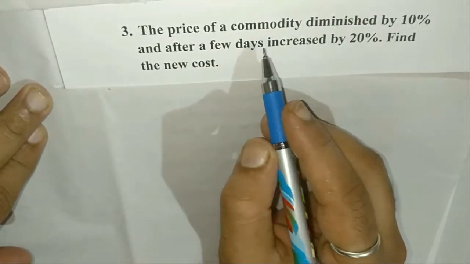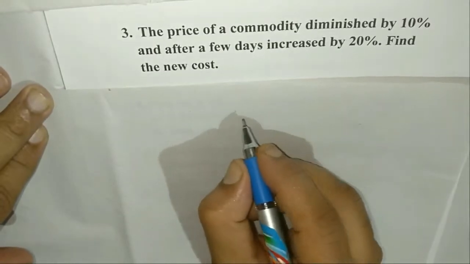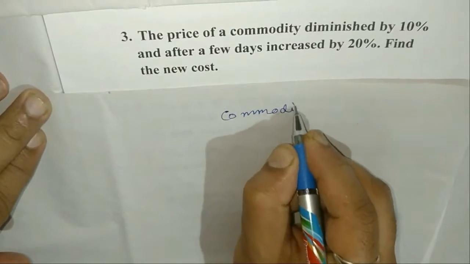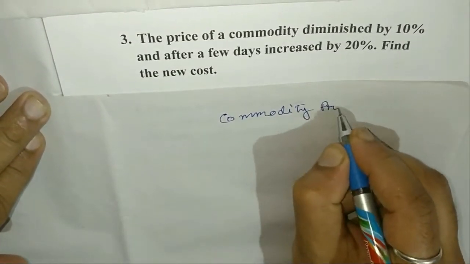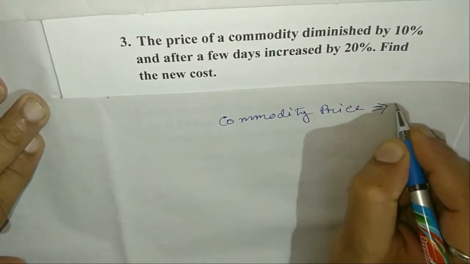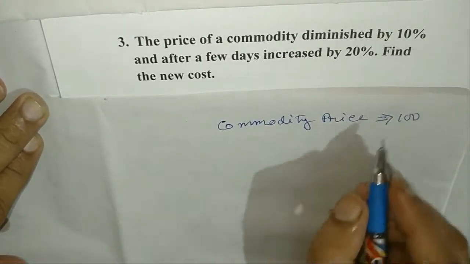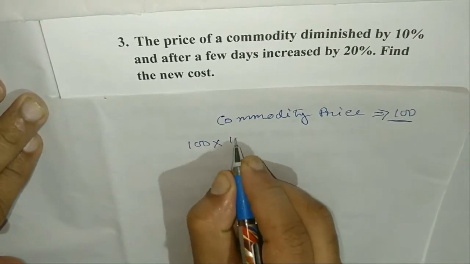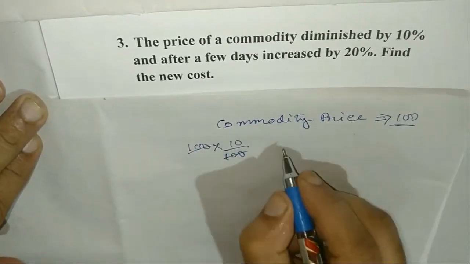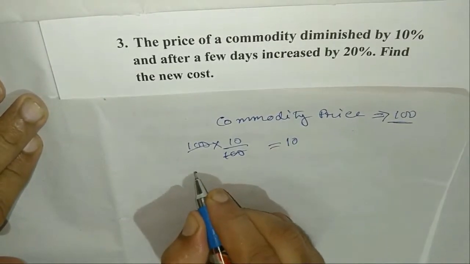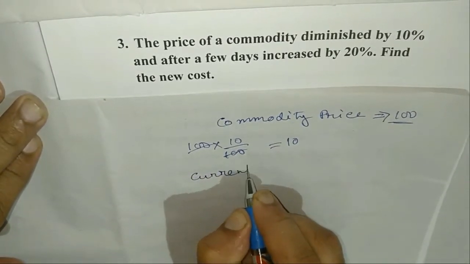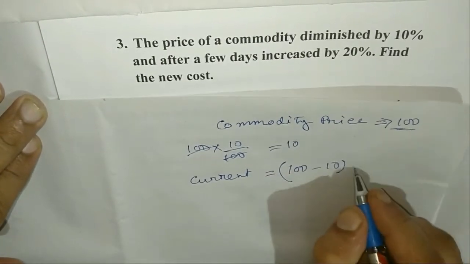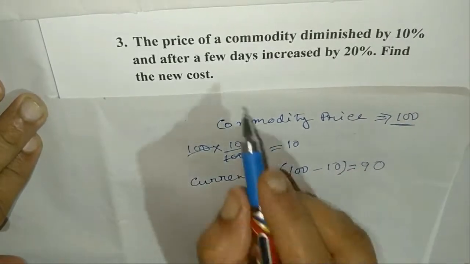So what we'll do here, we'll write that the initial price of the commodity is 100. Now as per that statement, initially it got decreased by 10%. So if we calculate 10% of 100, it is 100 into 10 by 100, so it is 10. So what's the new price? The current price of the commodity after the decrease is 100 minus 10, which is 90. So this is the current price.